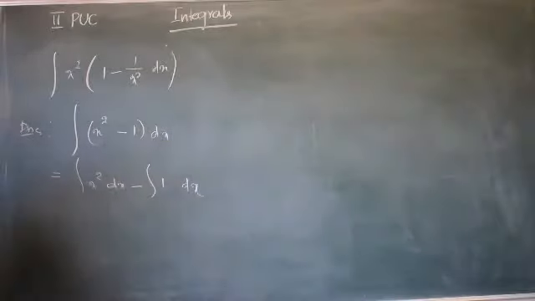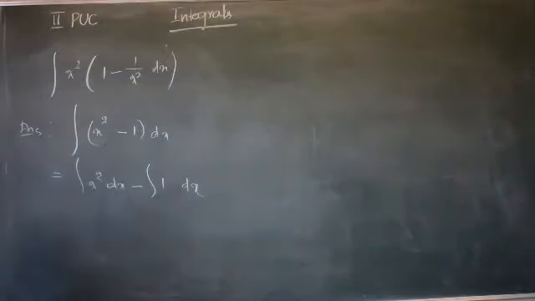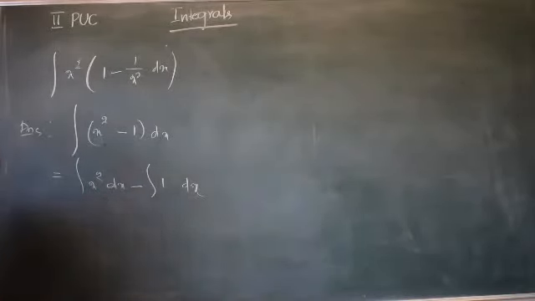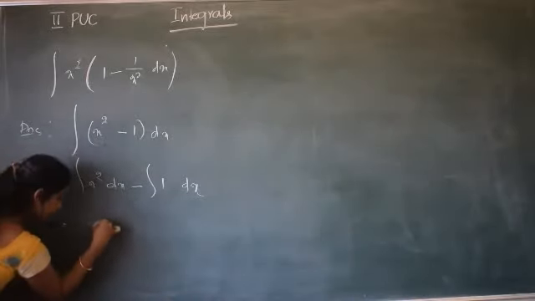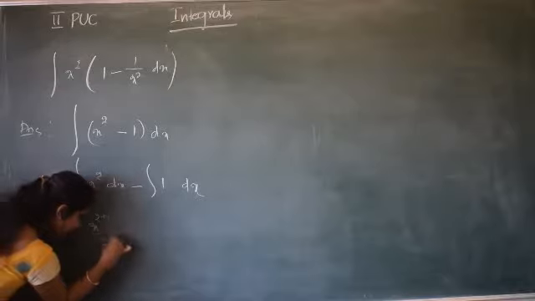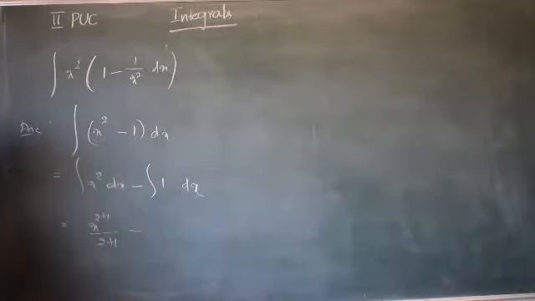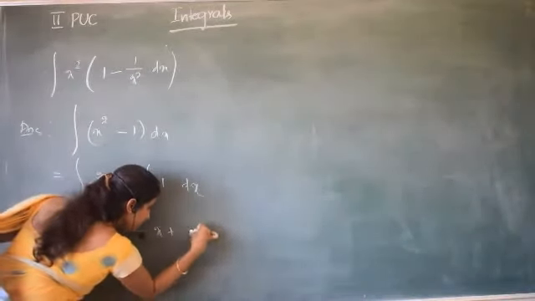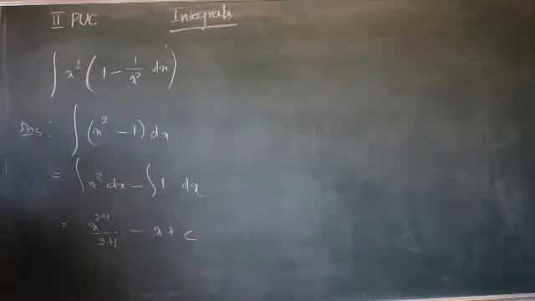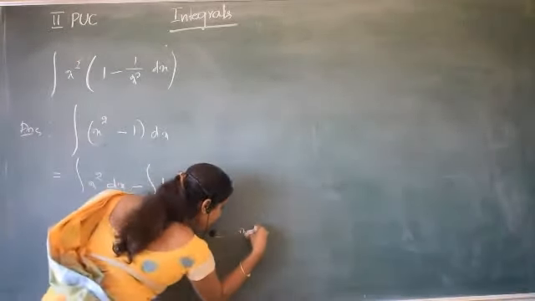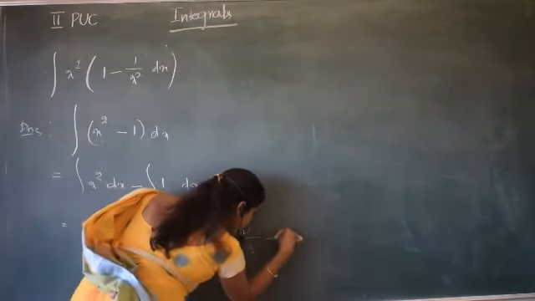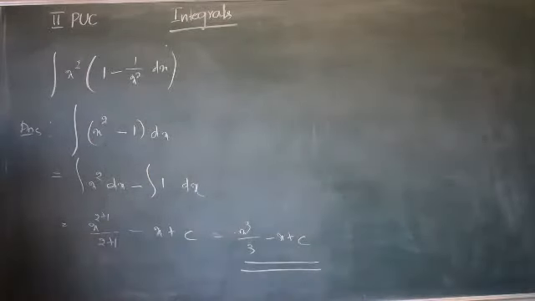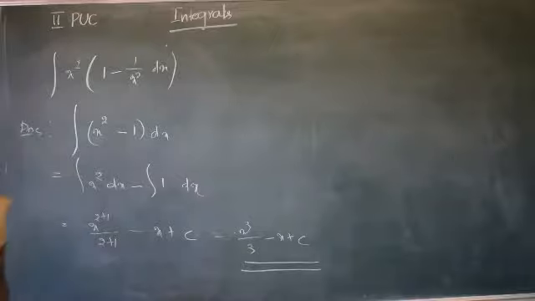So what is the integral of x square? It will be again x to the power n, which is x to the power n plus 1 divided by n plus 1. So here x to the power 2 plus 1 divided by 2 plus 1, minus the integral of 1, I had told already, it is x plus c. Or I can simplify: this will be equal to x cube by 3 minus x plus c. So this is the answer for the given problem.